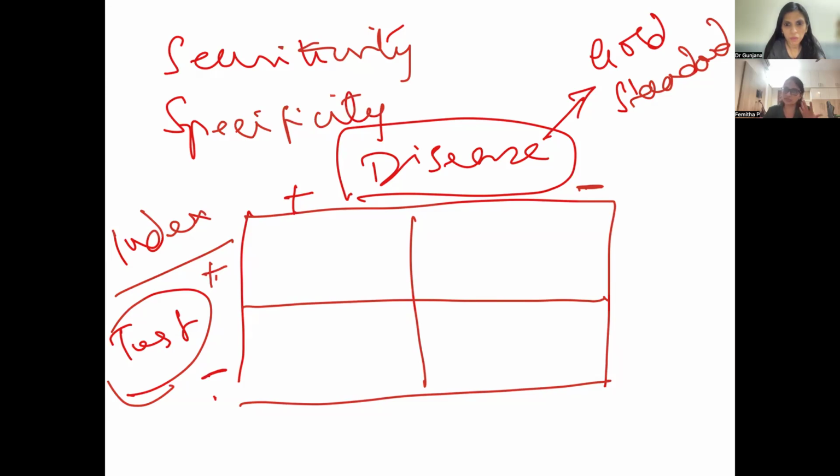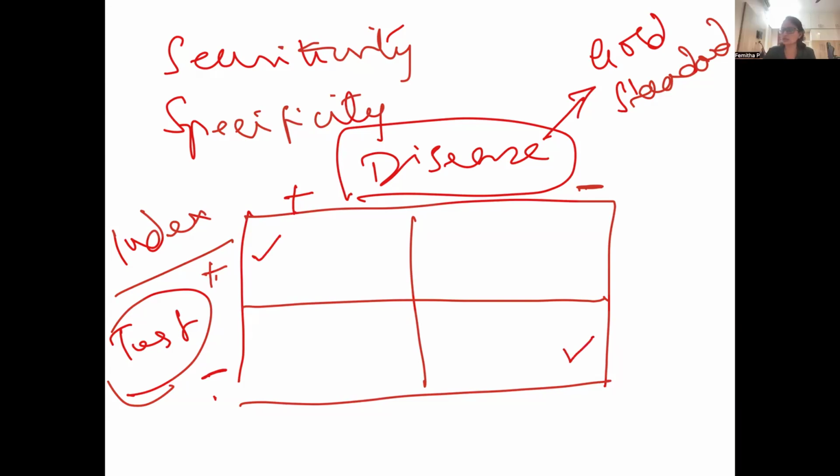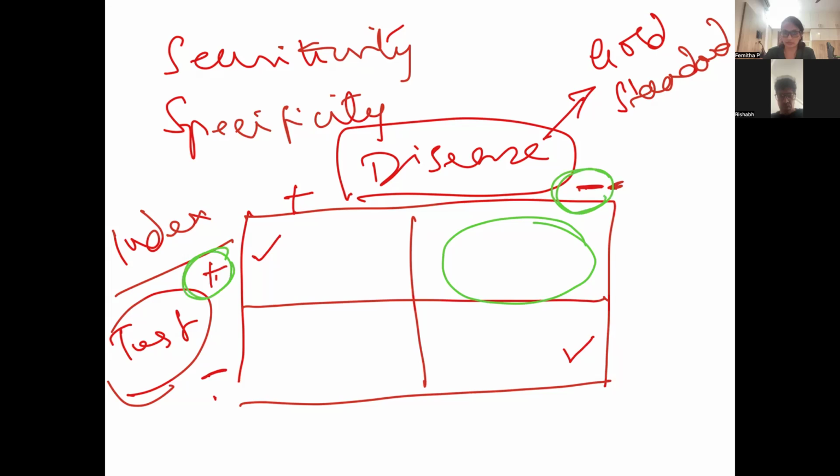So what is the best case scenario? That every time the patient has the disease, the test should come positive, right? And every time the patient does not have the disease, the test should come negative. That is your ideal situation. But unfortunately, that's not the case. You will have certain situations where the disease is not there, but the test will come as positive. So that would be this situation, and that would be your false positive, correct? And so this would be your true positives, of course.